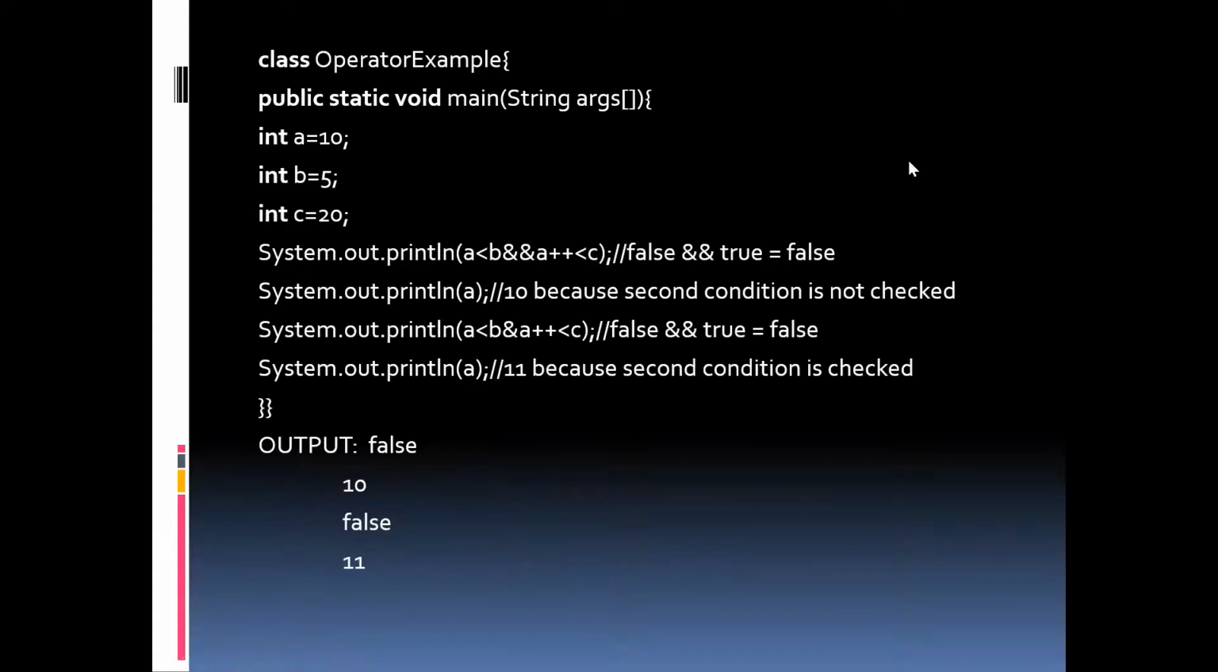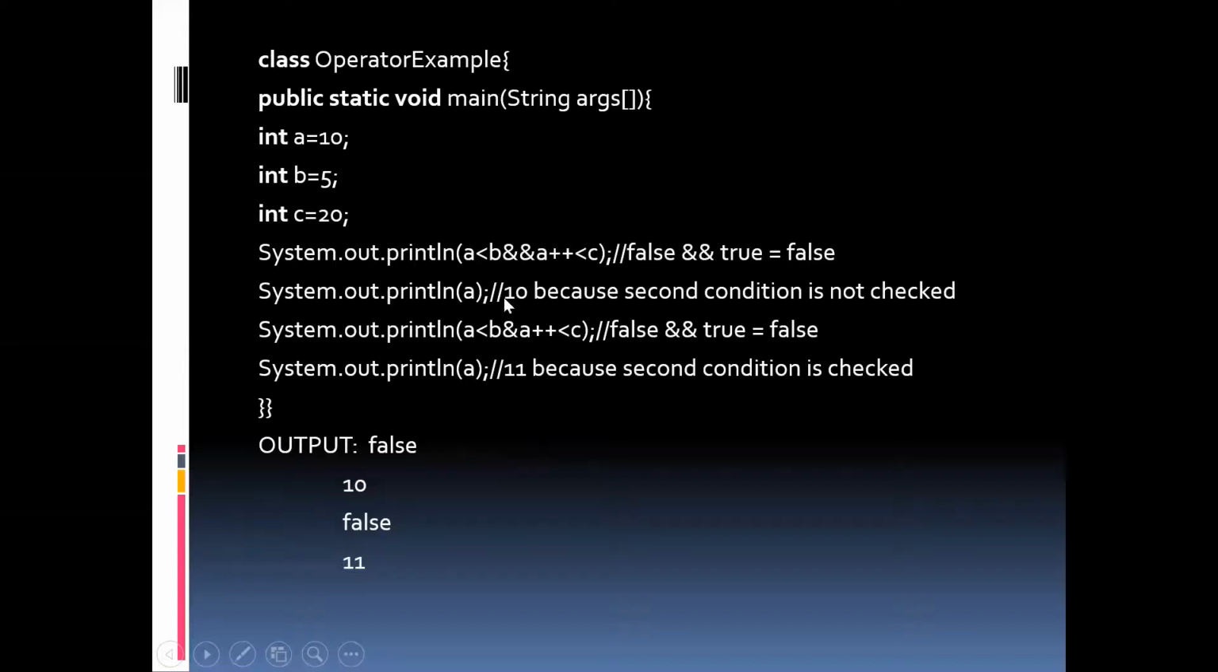Now the same program regarding the logical and bitwise and will be used here with unary operators and all. Like C, if A less than B, 10 less than 5, it is false, so it prints false as usual.